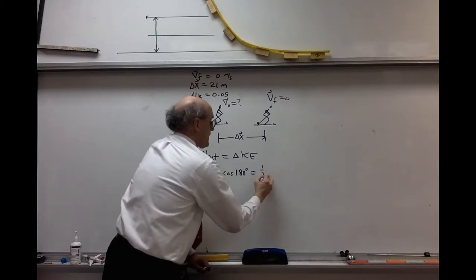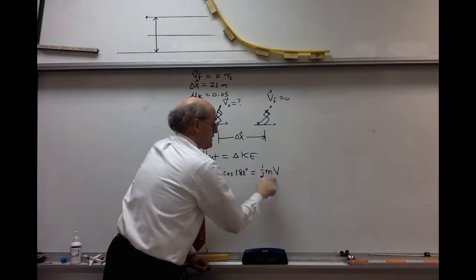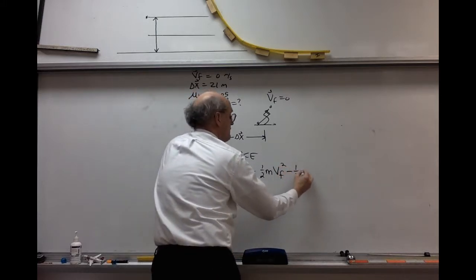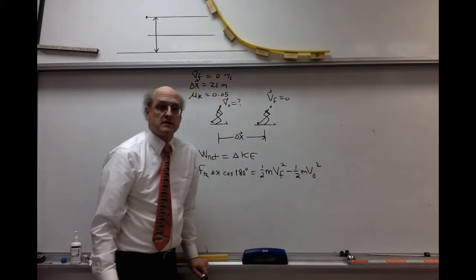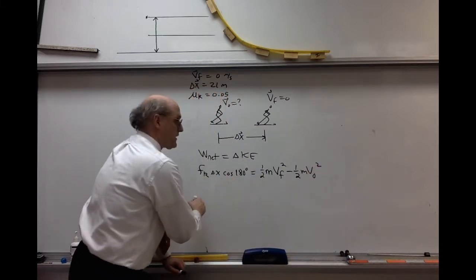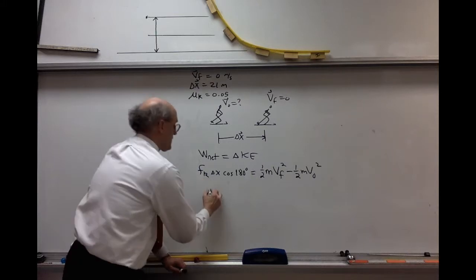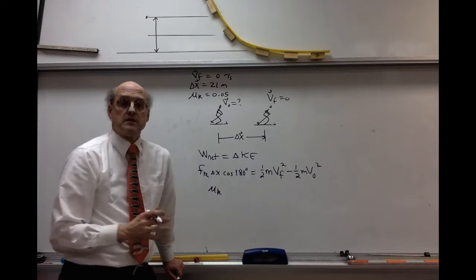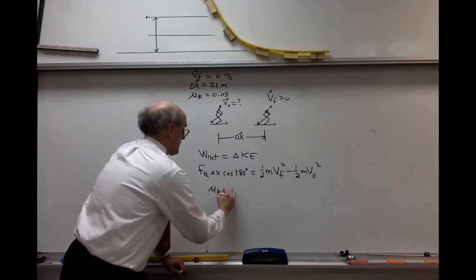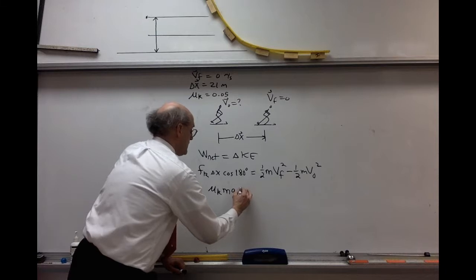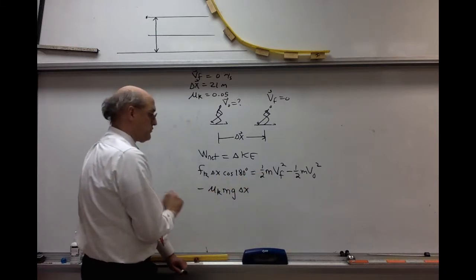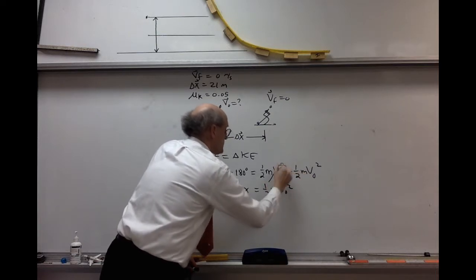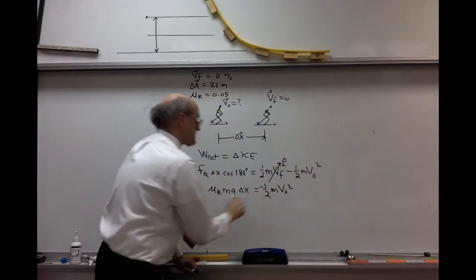That's equal to 1/2 the mass of the skier times the final speed of the skier squared minus 1/2 the mass of the skier times the original speed of the skier squared. Now, cosine of 180 is -1, and Fk can be expressed as mu k times the normal force, where the normal force is equal to the skier's weight. So we have mu k mg delta x, cosine of 180 is -1, is equal to 1/2 m VO squared, because VF is 0, and there is a negative sign in front of that.